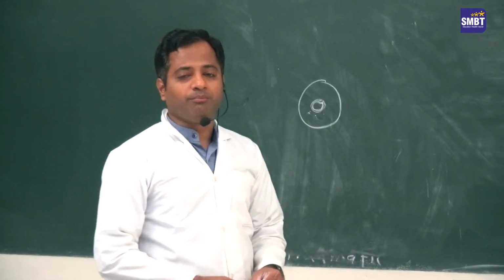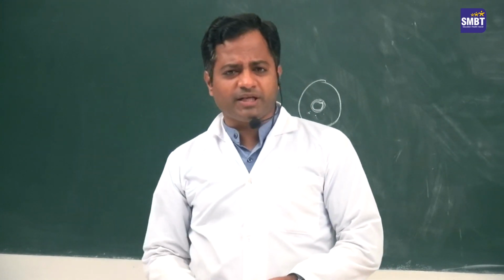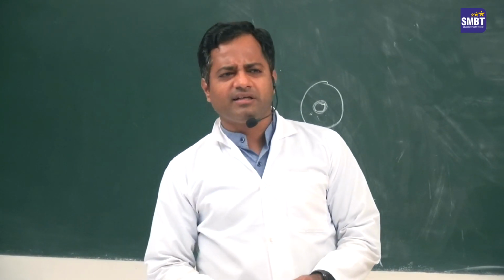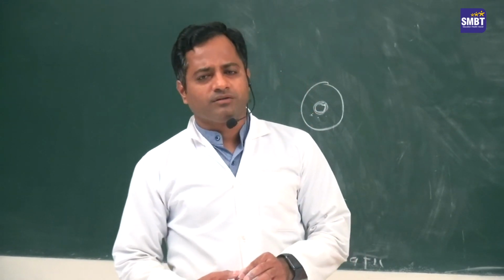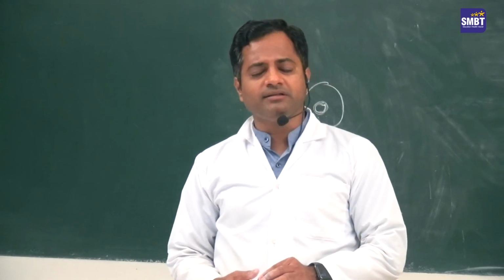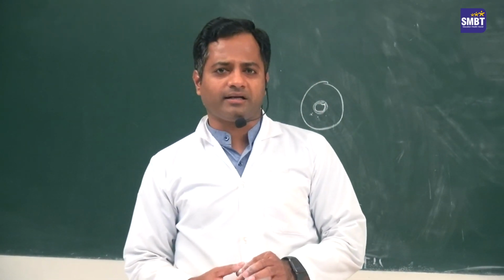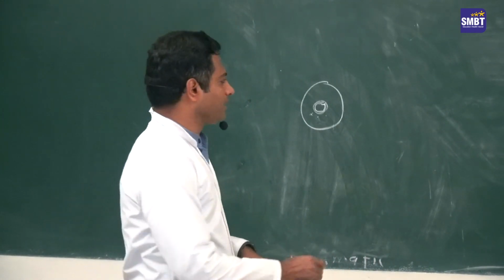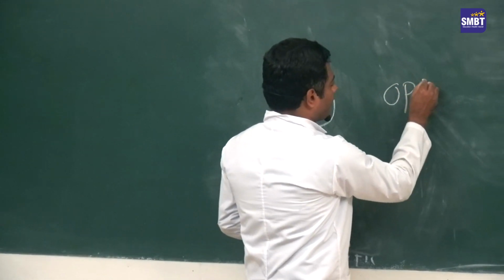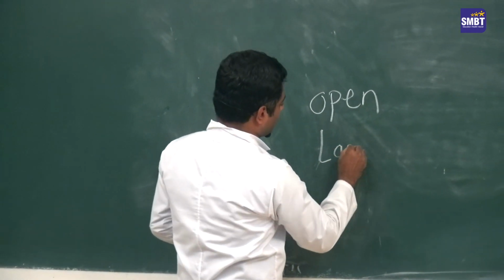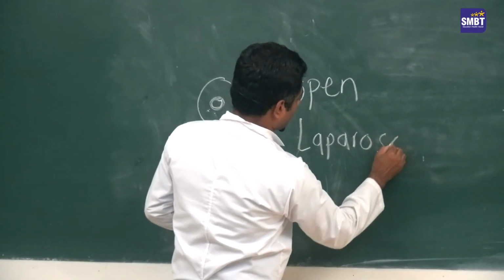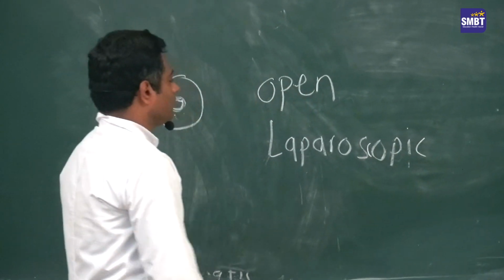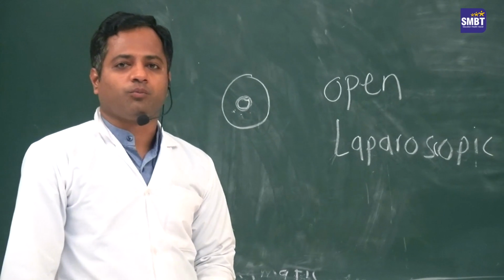Coming to the treatment of the umbilical hernia, if the defect is very small and the patient is asymptomatic, then there is no need to treat the umbilical hernia. For an umbilical hernia with a large swelling, or a symptomatic umbilical hernia, you can go ahead with treatment. There are two modalities to treat the umbilical hernia: one is open surgery and the second is laparoscopic surgery.